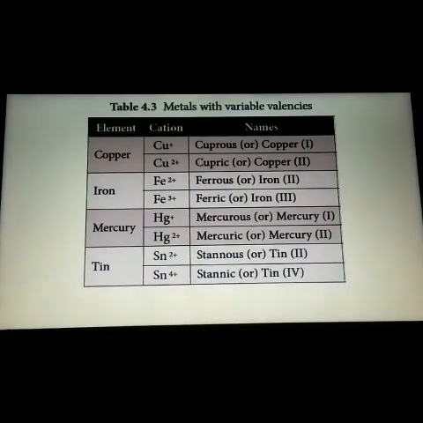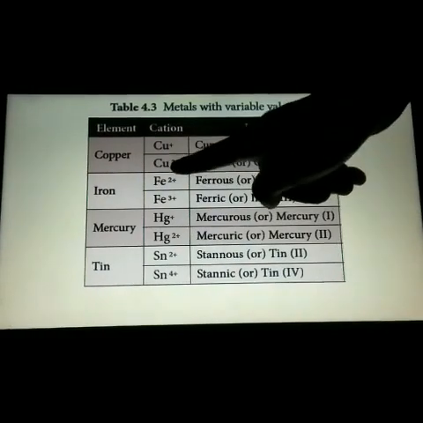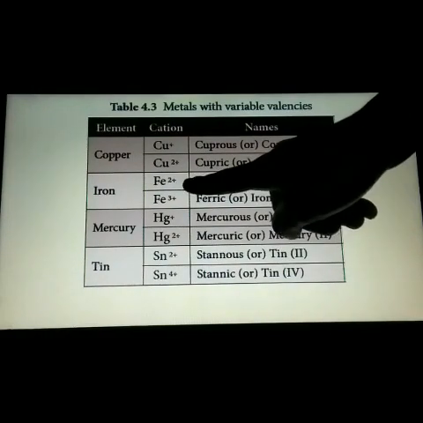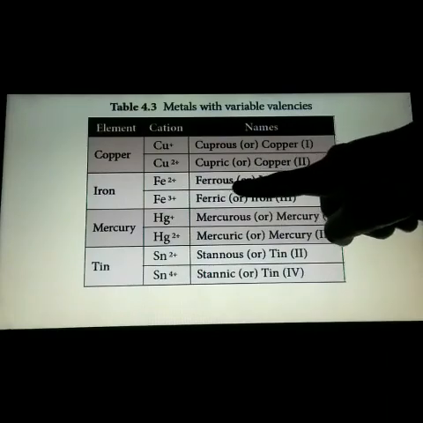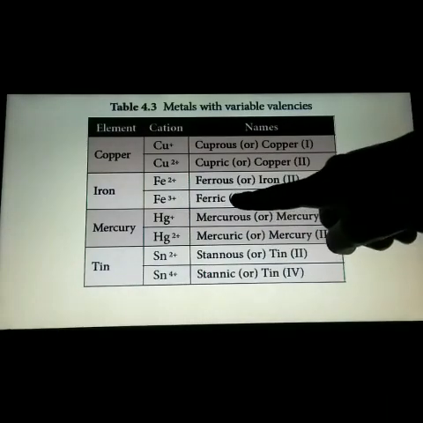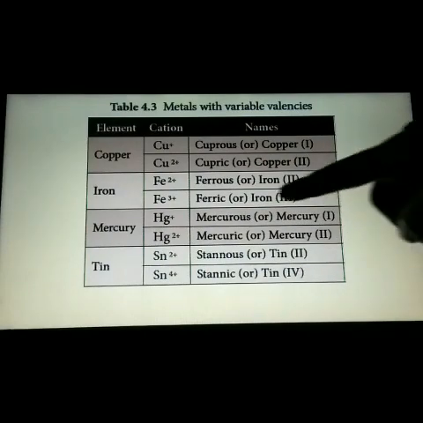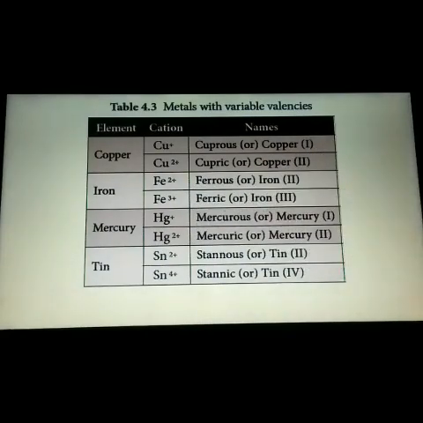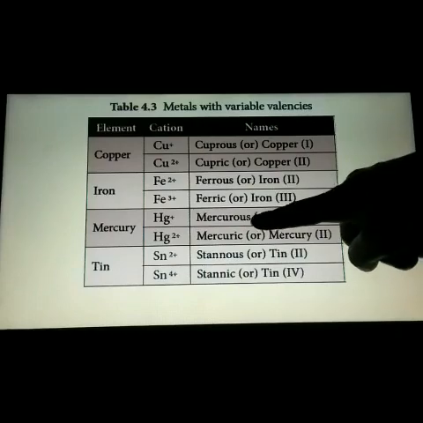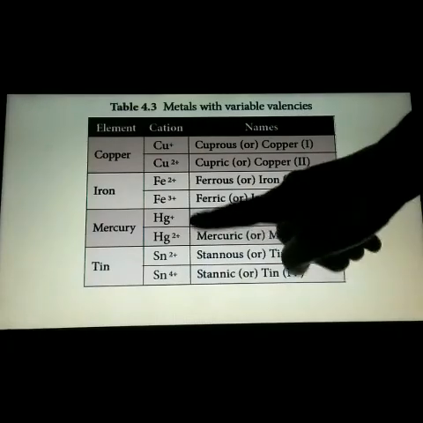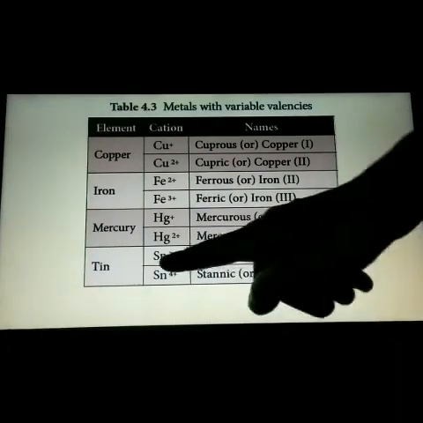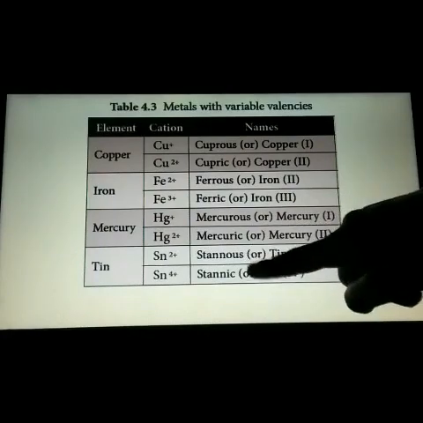So here we can see, for Cu+ it will be cuprous, and in the case of Cu2+ it will be cupric. Similarly for Fe2+ the name will be ferrous. For Fe3+ the name of the element will be ferric. Likewise, based upon the valency of those elements, the names of such elements will change. For mercury it will be mercurous or mercuric depending upon the valency, and for tin it may be either stannous or stannic.